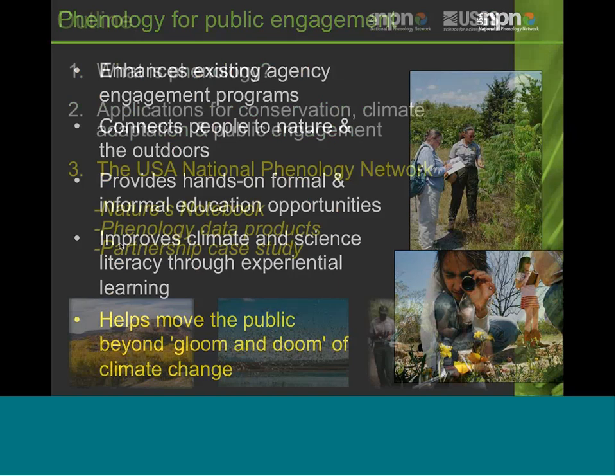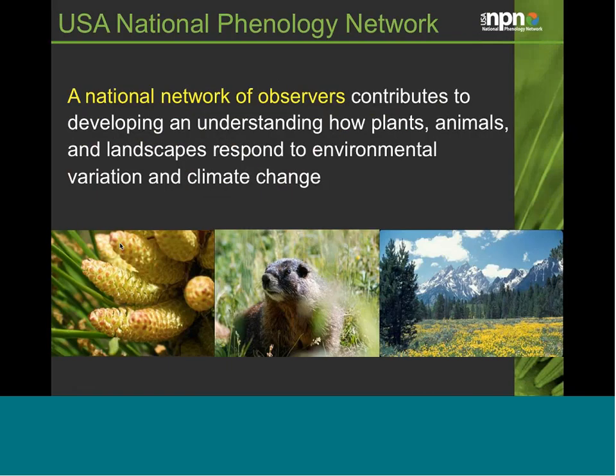We have a broad spatial distribution of observers, again, comprised of both professional and citizen scientists. We have over 11 sites represented across the nation. You can see there's a few holes in certain places that we're hoping to fill in time. But as of this month, we have over 3.6 million phenological records in our National Phenology Database.